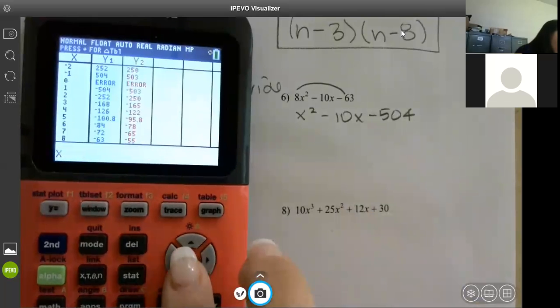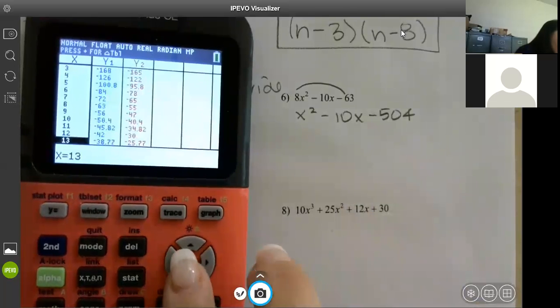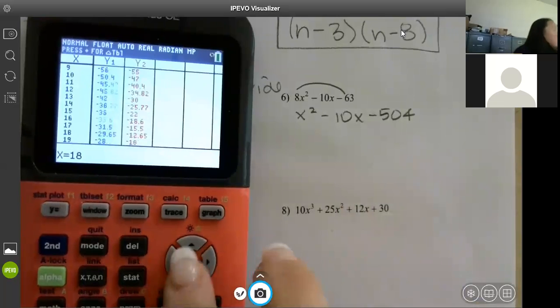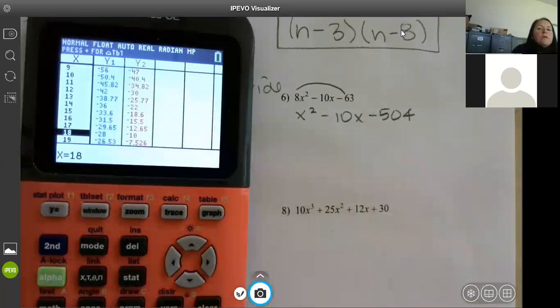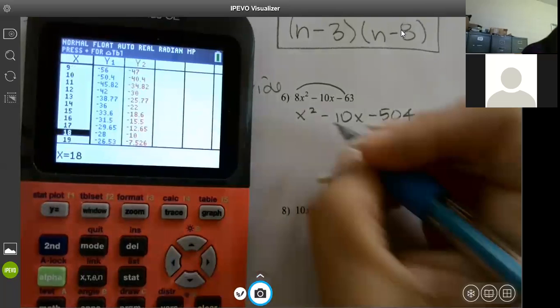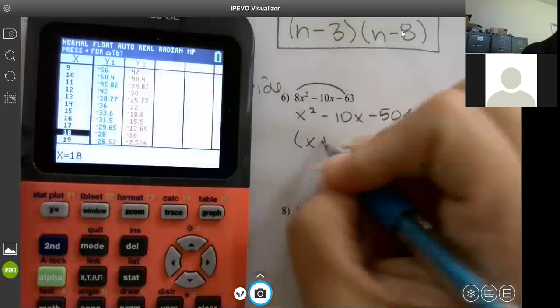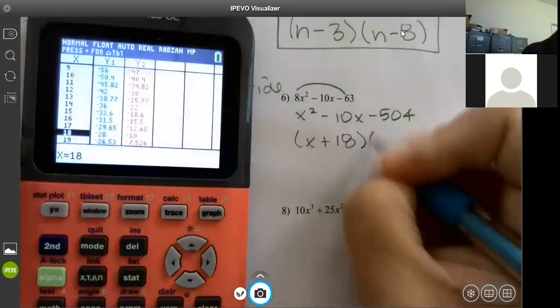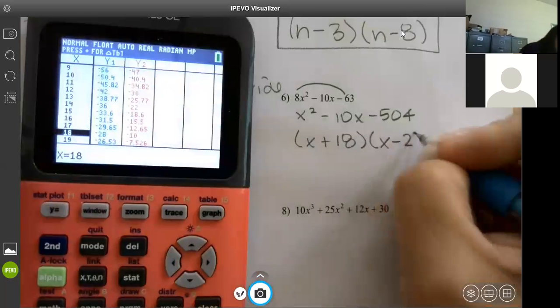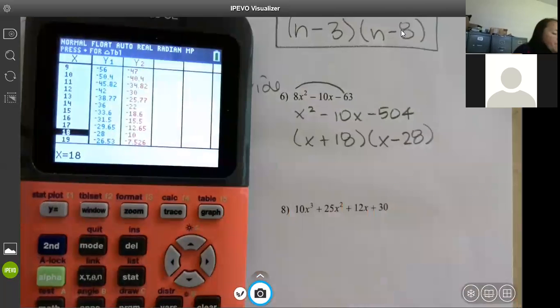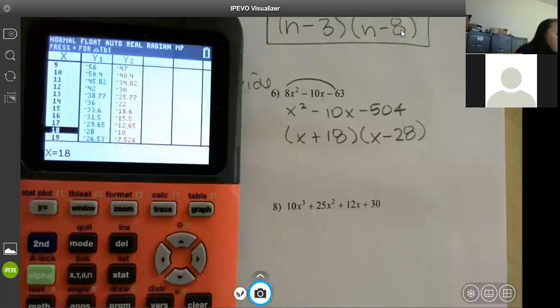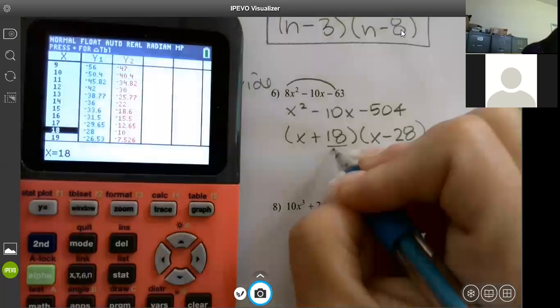There's a bunch of negatives. We're going to keep going. Don't give up on it. These are big numbers, so it's probably going to have big factors, okay? So my 2 factors are 18 and negative 28. So a positive 18 and a negative 28. We did slide, now we have to divide.